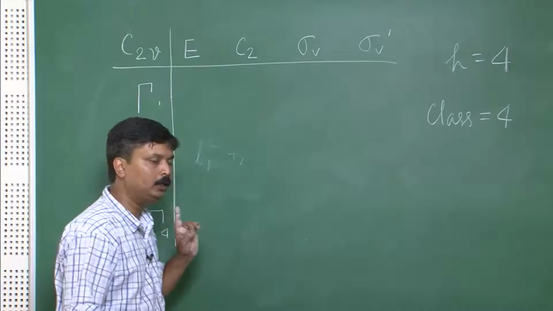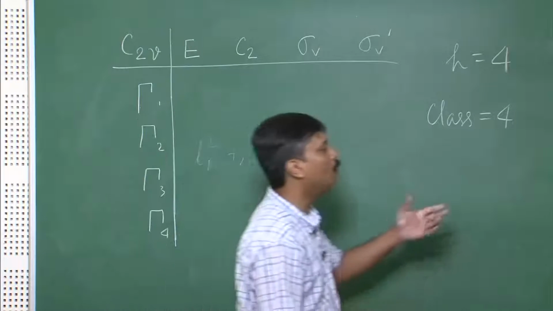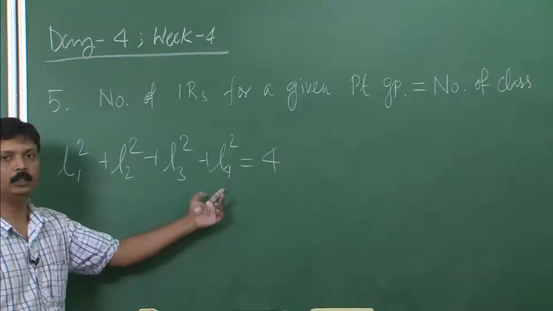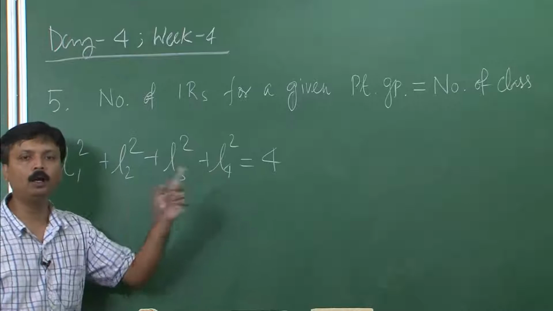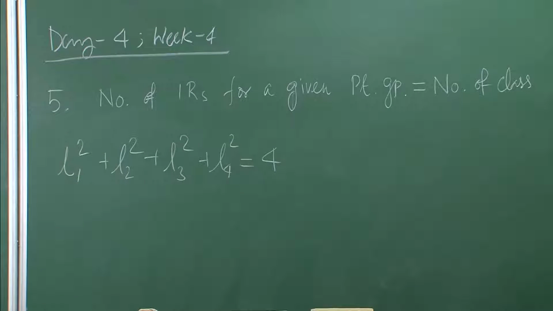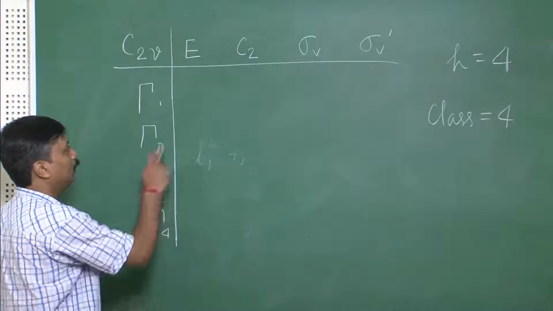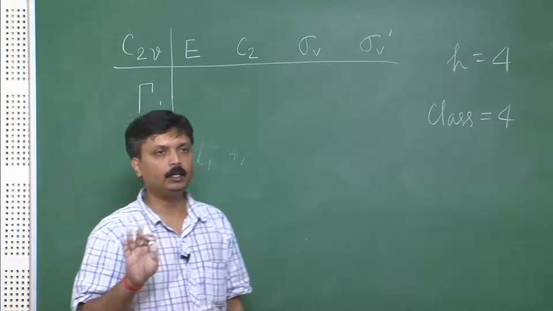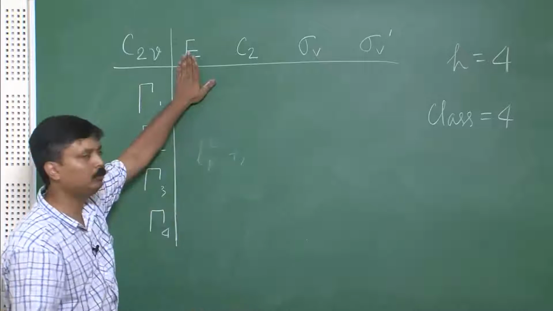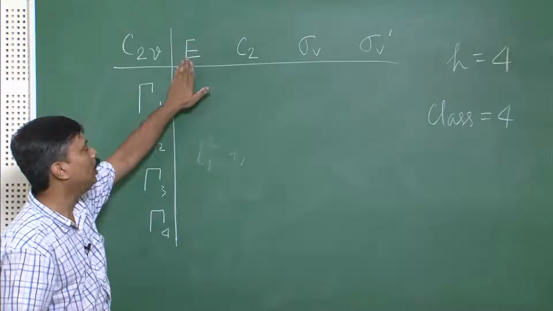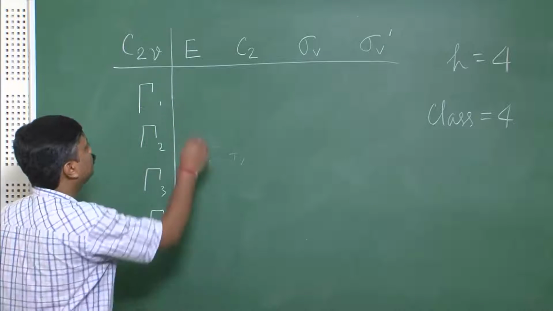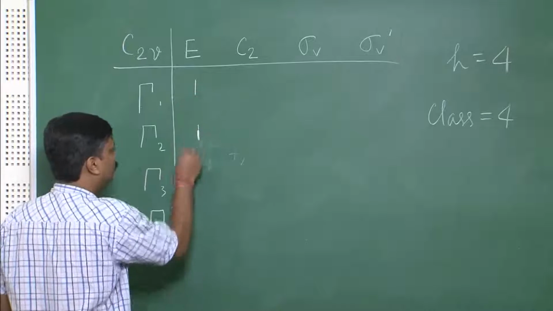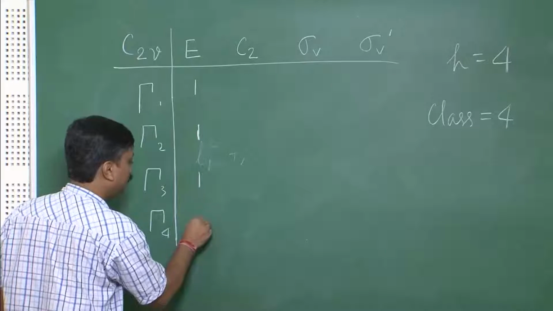So, if I keep that in mind, then there is only one way I can solve this, that is, all of these l1, l2, l3 and l4 are 1. Therefore, it means that their dimensions are all unity. The dimension of any representation can be found from the characters of that representation, and the character corresponds to the identity operation. So, therefore, what I can write is this is 1, this is 1, this is 1, this is also 1.